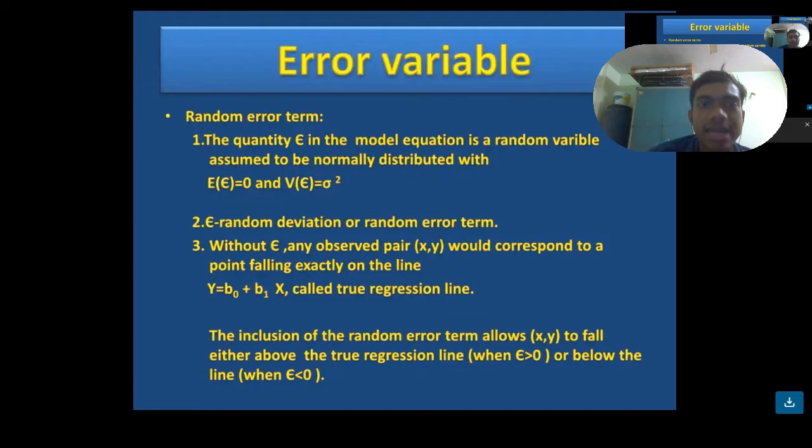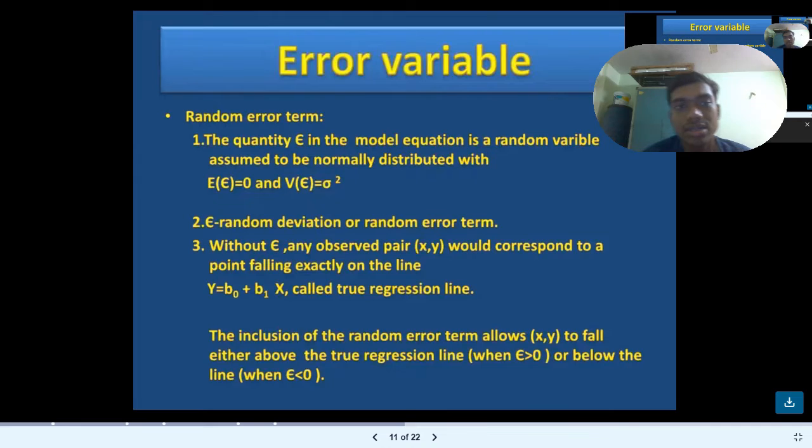Error variable, random error term. The quantity epsilon in the model equation is a random variable assumed to be normally distributed with E(epsilon) equal to 0 and V(epsilon) equal to sigma squared. Epsilon is the random deviate or random error term. Without epsilon, any observed pair (x, y) would correspond to a point falling exactly on the line y equal to beta0 plus beta1 x, called the regression line.